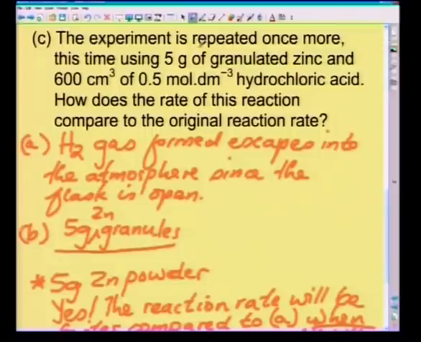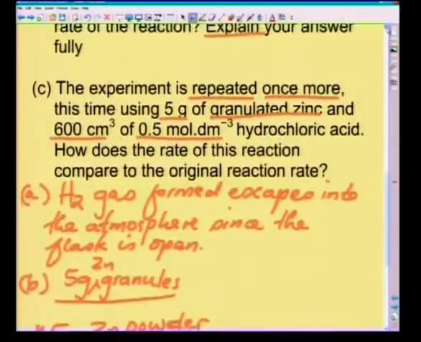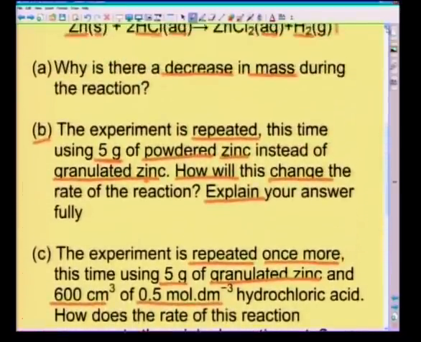Let's come to number C. The experiment is repeated once more. Okay, this time using 5 grams of granulated zinc, so it's like right at the beginning. But then we're using 600 cubic centimeters of 0.5 mole per cubic decimeter hydrochloric acid. How does the rate of reaction compare to the original one? Now, what has been changed here if we go back to the original situation? Let's just look at that quickly.